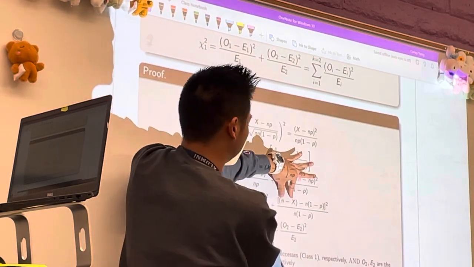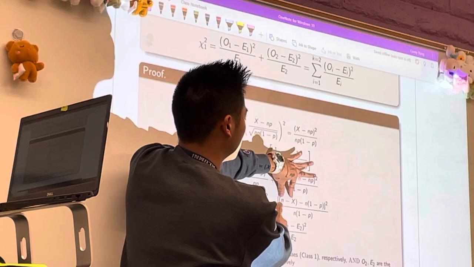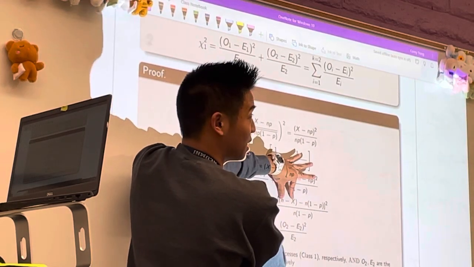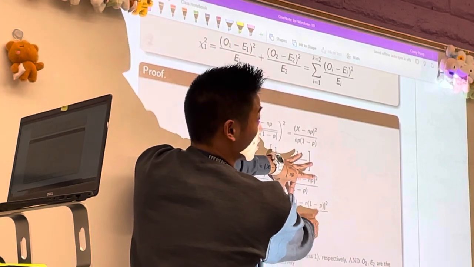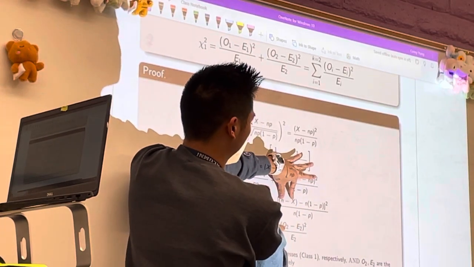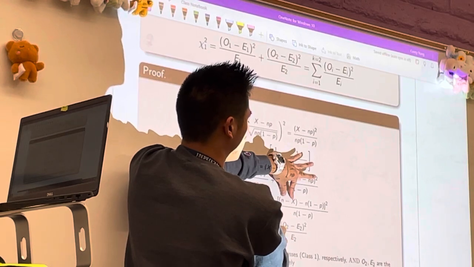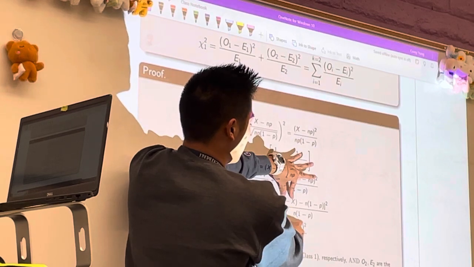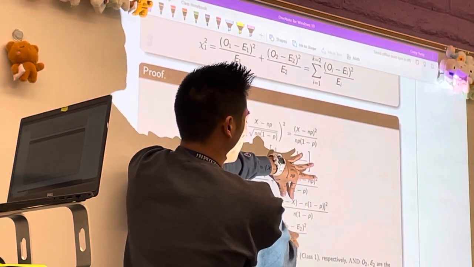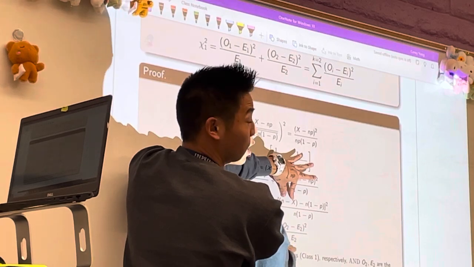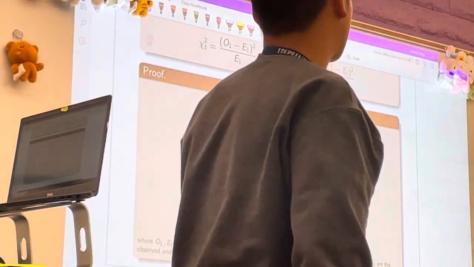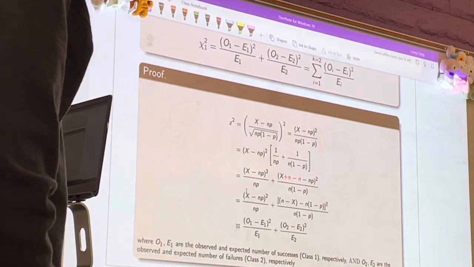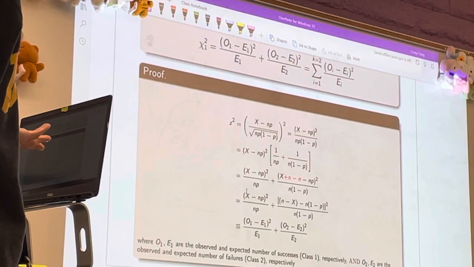Because if x is the successes, subtract that from the total, and this is the number of failures, minus n times the complement of the success. This is the expected number of failures. So that's just O2, the observed number of failures in class 2, and the expected number in class 2. And then the denominator, n times 1 minus p, is also the expected number of failures right there. So this is the chi-square random variable, or test statistic, for 2 classes.